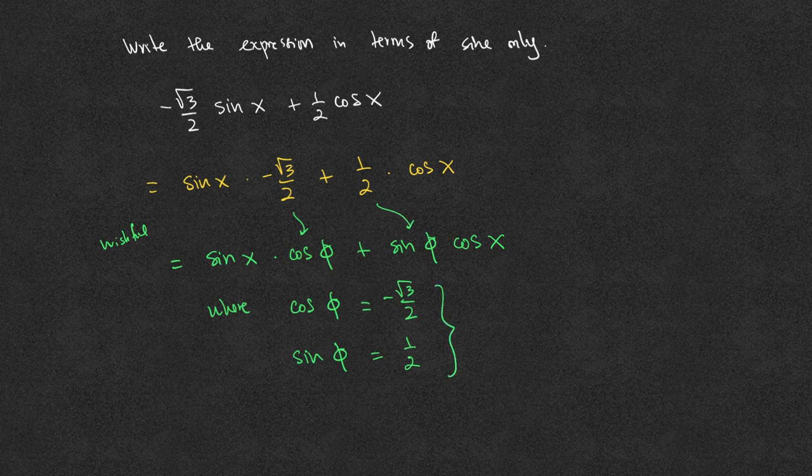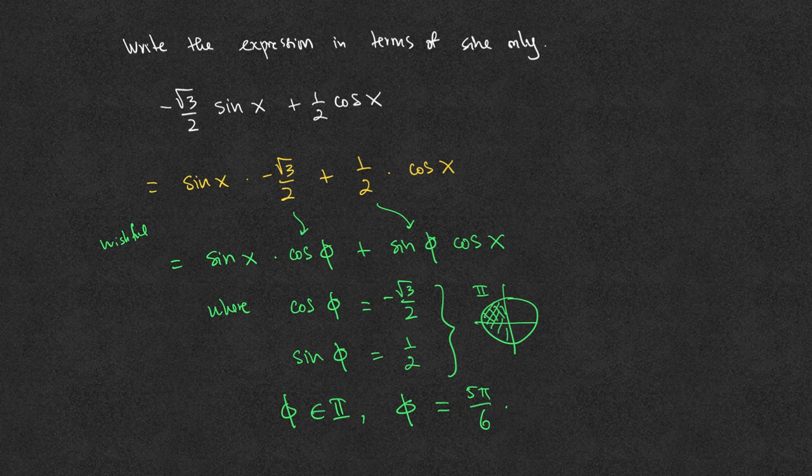But if cosine of phi equals negative root 3 over 2 and sine of phi is 1/2, then phi is the angle in the second quadrant. In fact, in the second quadrant, for an angle between 0 and pi, there is only one phi that satisfies both of these equations, and that phi has to be 5 pi over 6. Cosine of 5 pi over 6 is negative root 3 over 2, and sine of 5 pi over 6 is 1/2.